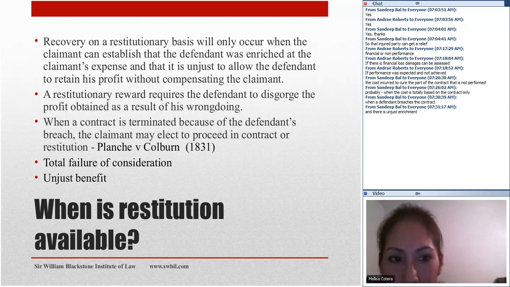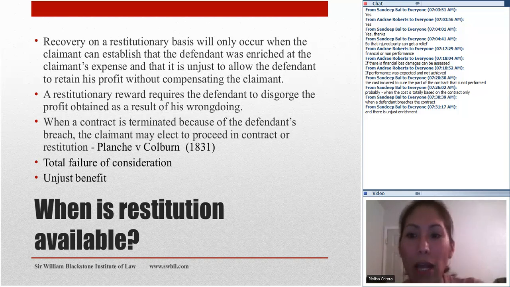In this case that is mentioned in the slide, Planché versus Colburn, the claimant agreed to write a book on Costume and Armour for the defendant as part of a series called the Juvenile Library. The agreed contract price was £100, to be payable on completion. The claimant commenced writing and had completed a great deal of it when the defendant canceled the series. The defendant refused to pay the claimant despite his undertaking and the fact that the claimant was still willing to complete. The claimant brought an action to enforce payment. The court held that the claimant was entitled to recover £50 because the defendant had prevented the performance.